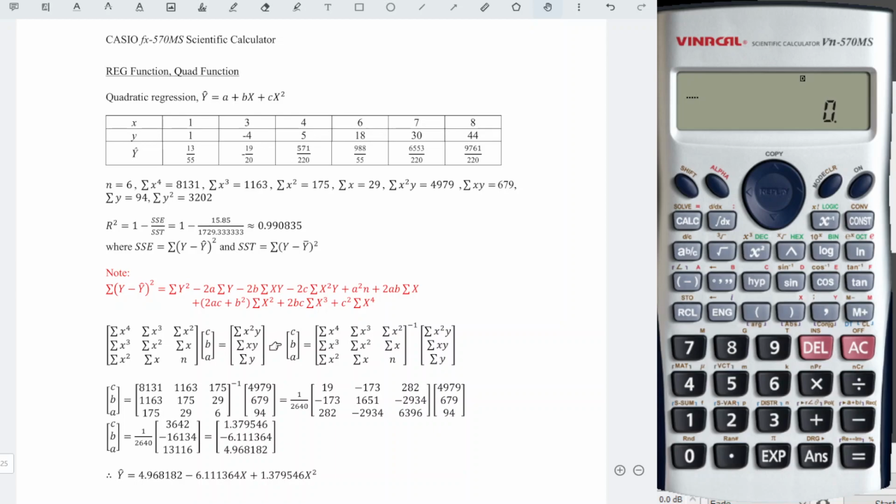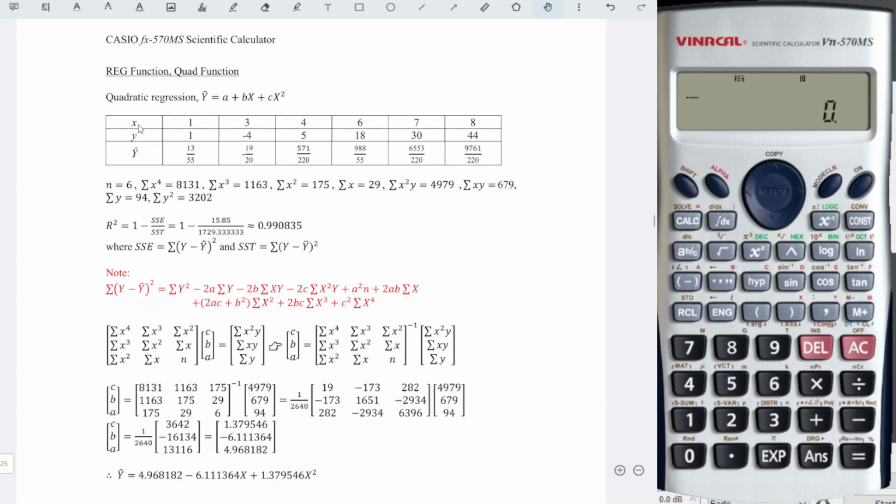In this video, we will learn how to obtain the quadratic regression and also the coefficient of determination R squared by using a Casio calculator. First, we press mode 2 times until we see REG, the regression function, which is number 2. And we press right until we see QUAD, the quadratic regression, which is number 3.